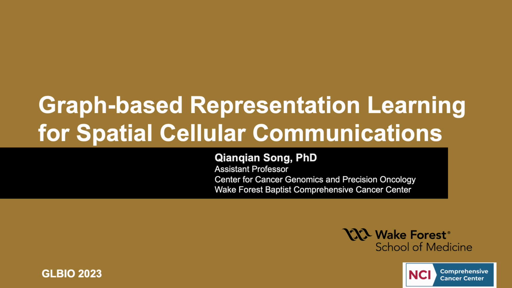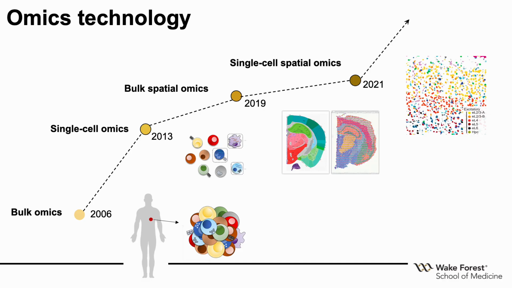Hello everyone, today I would like to present graph-based representation learning for spatial cellular communications. First of all, this slide briefly shows the timeline of the most important technology development with a special focus on omics technology, starting from bulk omics to the popular single-cell omics, to the recent spot-based spatial omics data, and then the recently emerging single-cell spatial omics data in 2021.